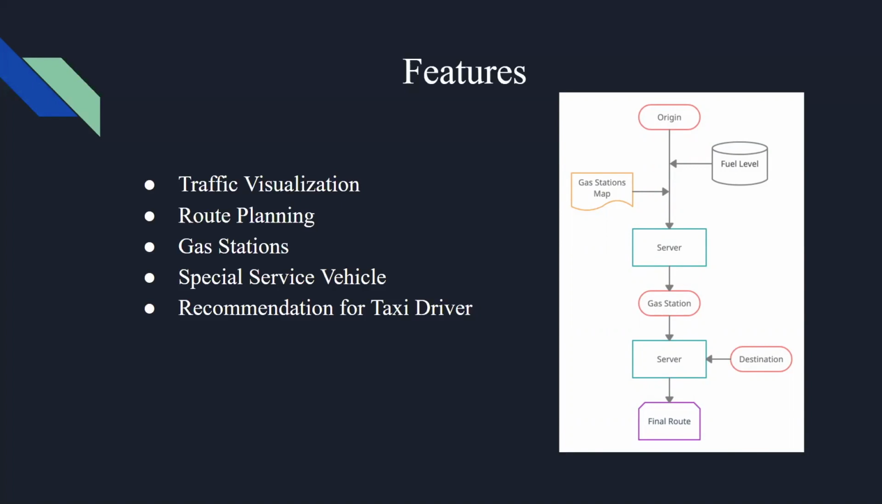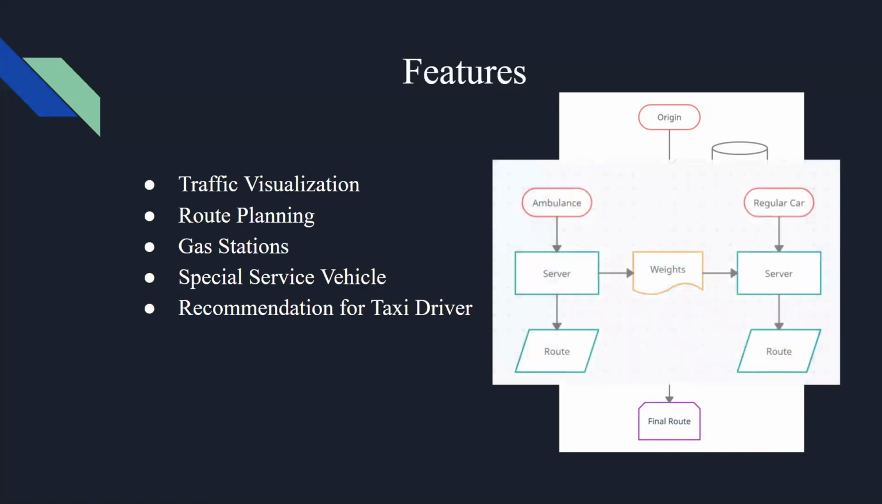We also included an aggressive avoidance mechanism for special service vehicles. This is achieved by temporarily modifying the weights of the map graph. In this case, when a special service vehicle is in operation, our system will redirect our other regular cars away from the special service vehicle's route.